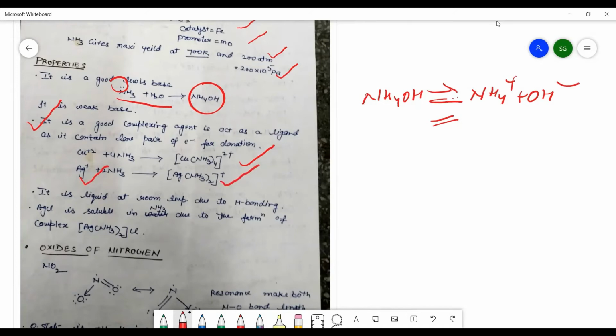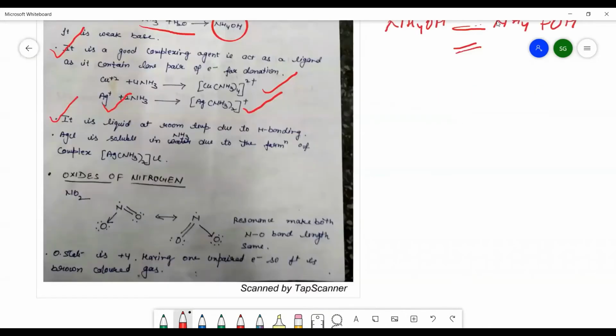It is liquid at room temperature, again due to hydrogen bonding. It has a high melting and boiling point because of hydrogen bonding. AgCl is soluble in it because there is a formation of this soluble complex.